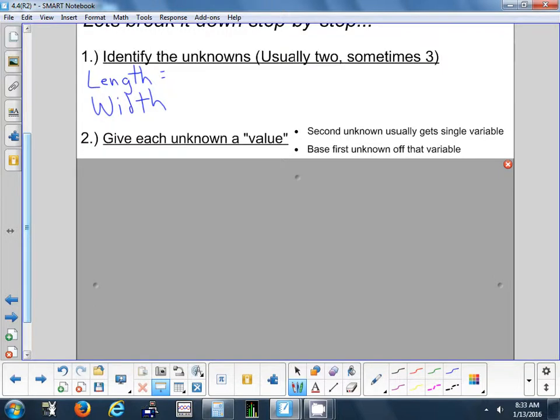The second unknown is usually going to get a single variable. My suggestion would be, whatever thing you're trying to find, like whatever is mentioned second, like width, use the first letter of that word. So W. If length is the second unknown, use L. And then we're going to base the first unknown off of that variable. So whatever L is, we're going to use L again to set up our value for length. So again, we have to use those values.